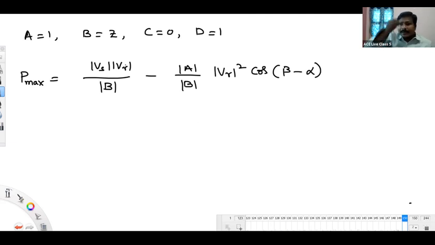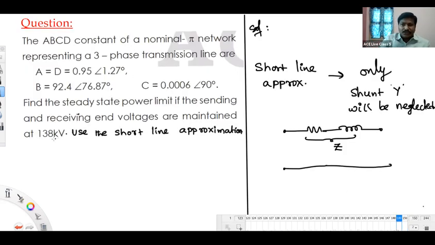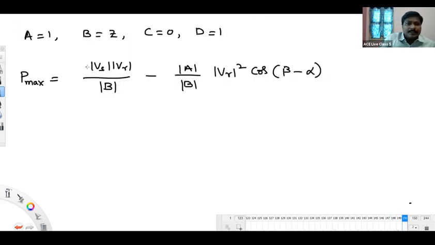See, Vs and Vr values are both equal to 138 kV, as given in the data. I will substitute 138 kV for Vs and Vr. Parameter A, how much? All of you, please tell me. Parameter A is 1. Okay, I know parameter A already.